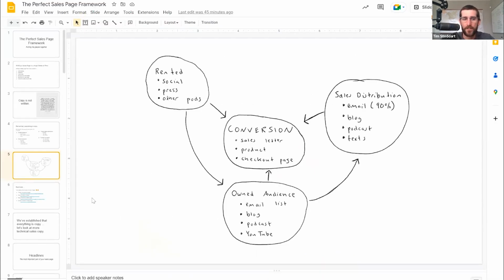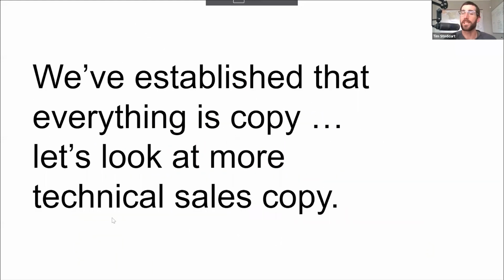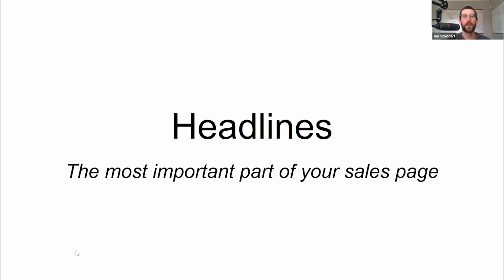The whole exercise is that everything is copy. Everything we do has some kind of conversion, and all of the content we create fits into one of these 4 different compartments. Okay. Now, we've established that everything is copy. Now let's look at more technical sales copy. Now we're going to start learning about how the sales pages themselves are formulated and how they work.